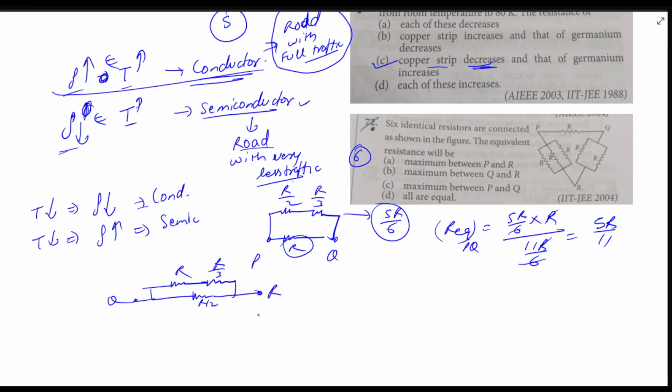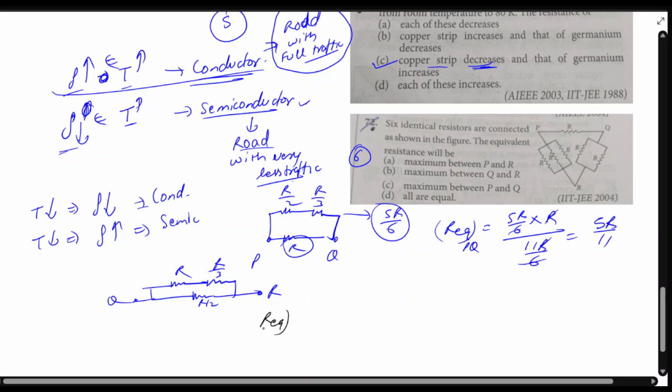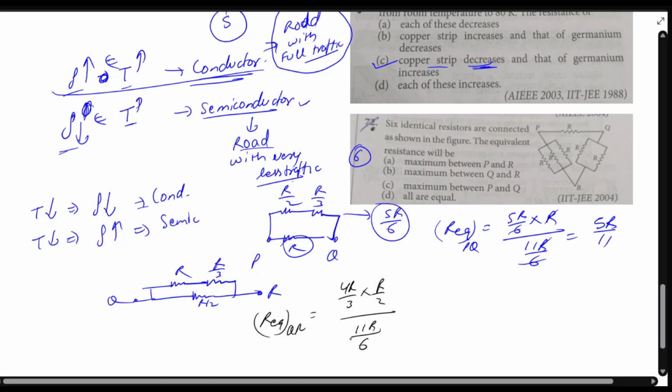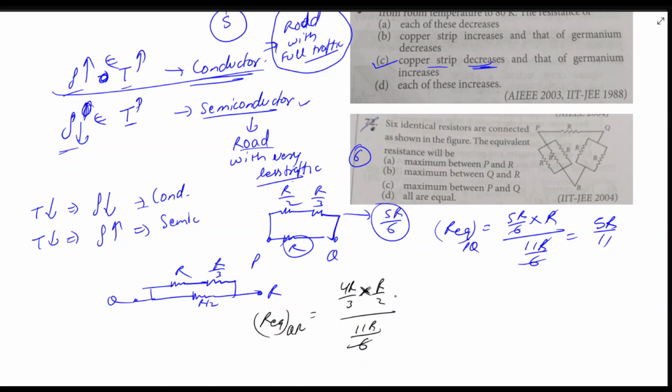Okay. Now we can find R equivalent about QR. It will be, so this is 4R by 3 and R by 2. So 4R by 3 into R by 2 upon the sum of them. So the sum of them will be 8 plus 3, 11R by 6, right? So 6 will get cancelled, R will also get cancelled. So we have 4R by 11. So of course the D option is wrong. And currently PQ is more than QR.